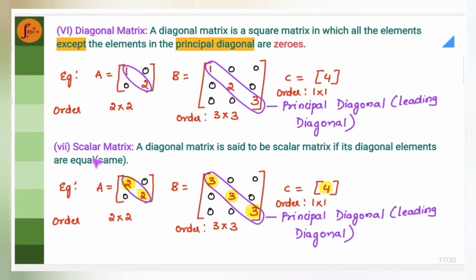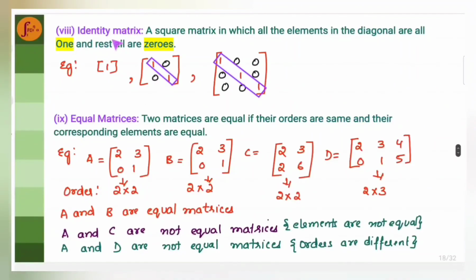The next type of matrix is scalar matrix. In a scalar matrix, it's same thing as diagonal matrix, except that the elements in the diagonal are same, right? If you notice 2 and 2, 3 and 3, 3. So all the elements in the diagonal are same. So this type of matrix is called a scalar matrix. Identity matrix. It's also called a unit matrix. Identity matrix or unit matrix is a matrix in which the diagonal elements are 1 always, like this. So it's also called a unit matrix.